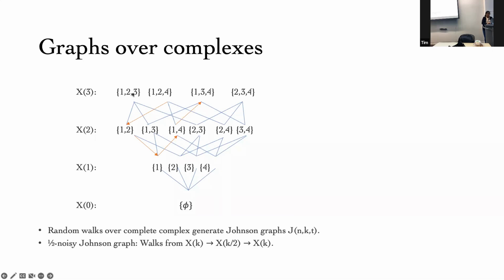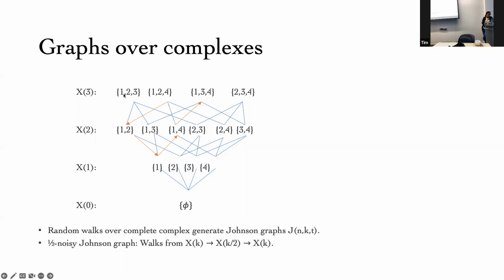What you can do is start at any vertex and take a random walk in the complex. Fix the random walk to go down 2 levels and come up 2 levels. So you start at this vertex and take a random edge from these 3 edges. Then you take a random edge going down, and now you're at level 1, and then you take a random edge going up and another random edge going up, and that will get you back to the top level. So you can do this and generate, for example, the Johnson graphs.